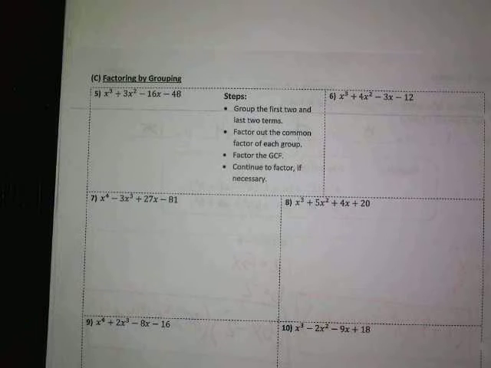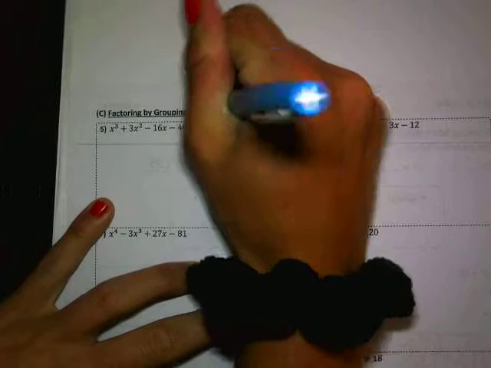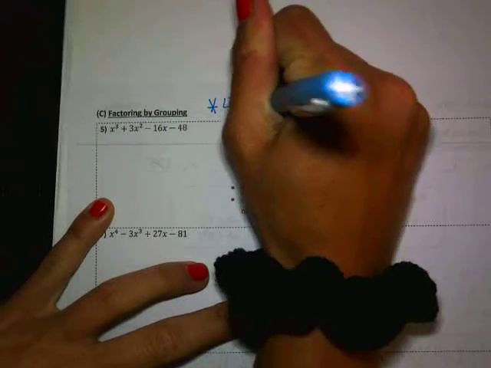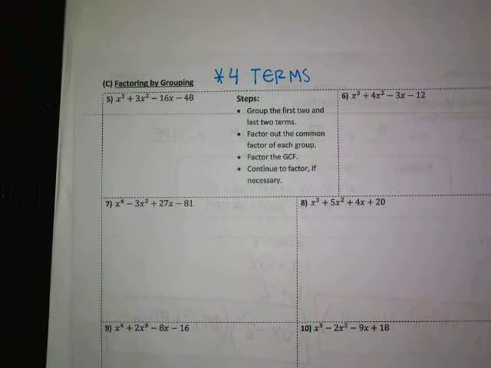All right. Today we're going to be grouping and using the quadratic pattern. So first is grouping. You use the grouping method when you have 4 terms. All right, when you have 4 terms, that's when we're going to use the grouping method.